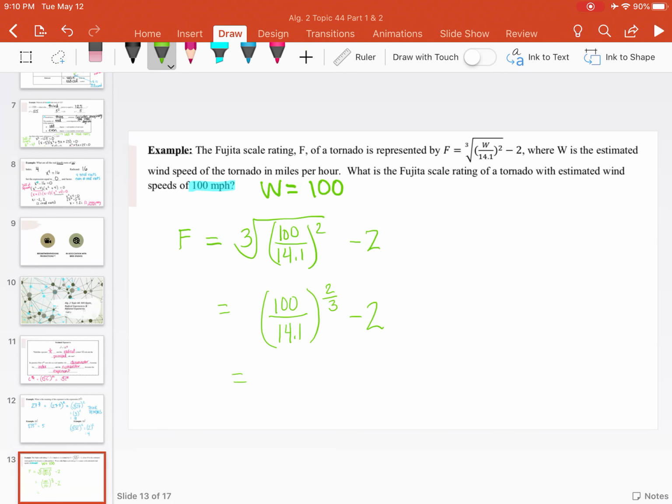This gives us 1.691. So the Fujita scale rating is 1.691 when we're dealing with wind speeds of 100 miles per hour.